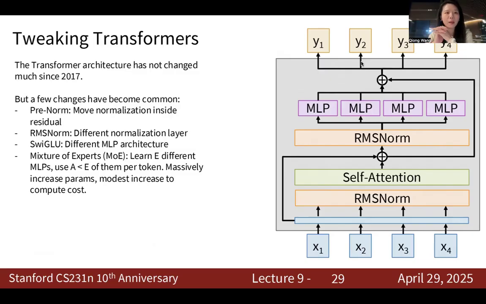So in summary, a few changes that have become common. The first one is pre-norm. The second one is RMS norm, and SwiGLU, and MoE.